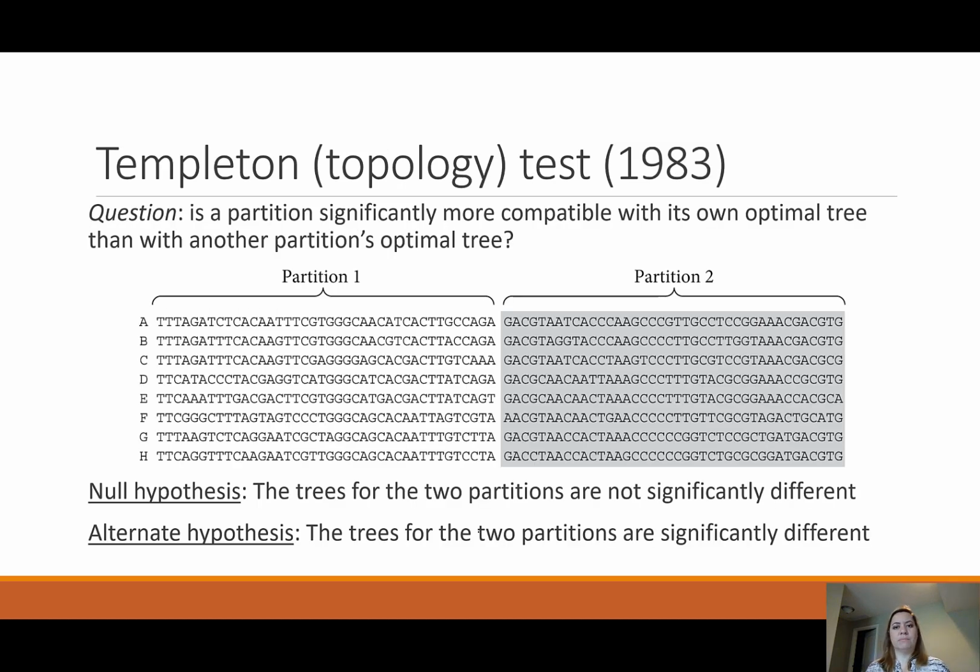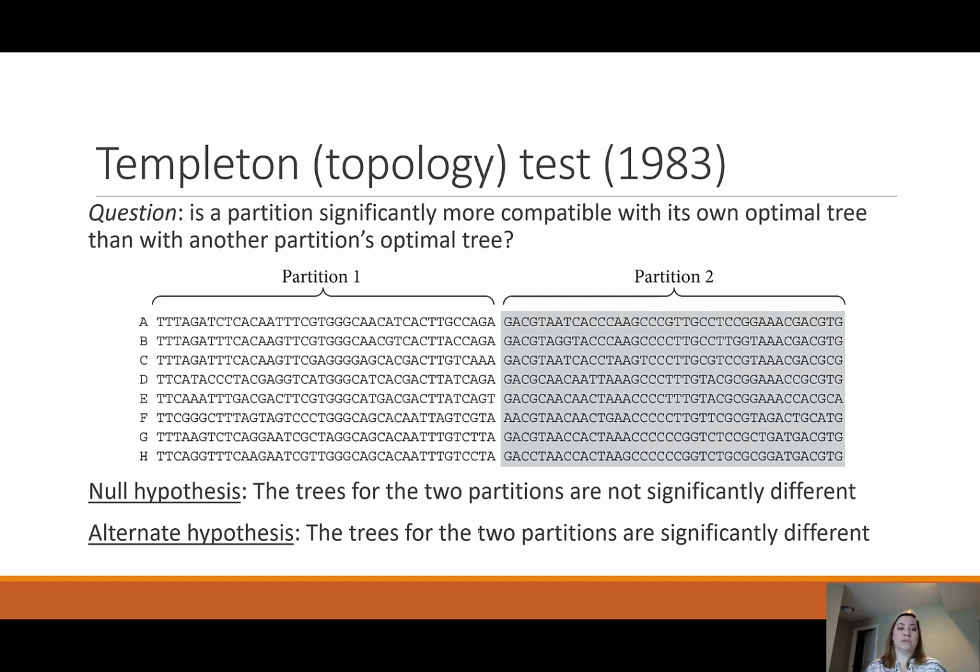It's called the Templeton Topology Test. And the question here that we're asking about the two partitions might be, is a partition significantly more compatible with its own optimal tree than with another partition's optimal tree? Now, guys, on the slide, you will notice that the two partitions are just generic partitions. They're both DNA. But remember, the first partition that we looked at for the carnivore data set was morphology. All right, but this is just an example.